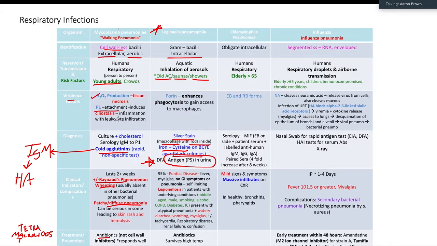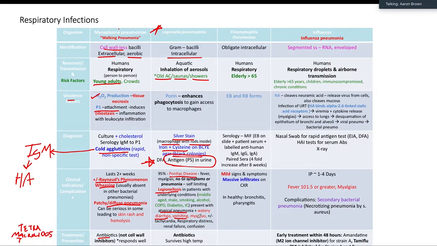So clinical indications, what do we see? Pontiac disease is really where we just see a fever, myalgias, no GI symptoms, no pneumonia. It's really going to be kind of self-limiting. However, Legionellosis or Legionnaire's disease is going to be patients who have underlying immune compromised conditions. Here we're going to have that atypical pneumonia with that low fever, the cough, the fatigue, everything we described with walking pneumonia. And then we'll also have watery diarrhea, vomiting, myalgias.